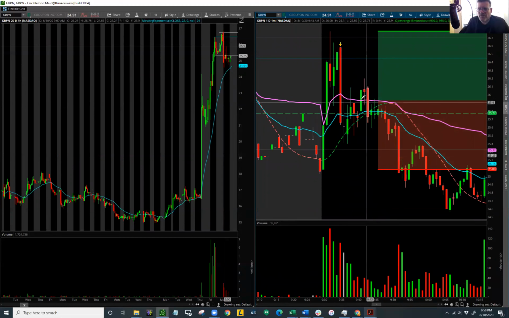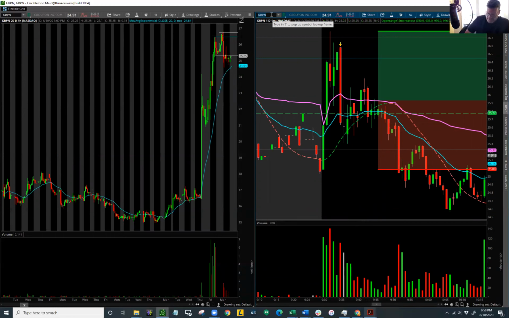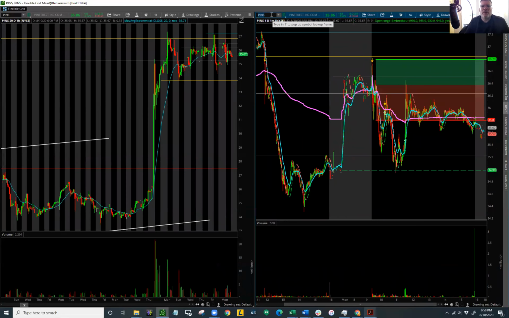Right in here, I was trying to play a reclaim of VWAP, and I got out, not just for a small loss, but it just goes to show you you need some volume in some of these plays. Groupon was just a dead fish for me, and it just took me away from some of the other really good stocks that we had.